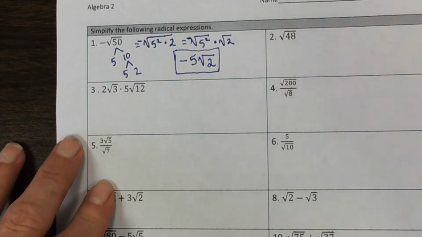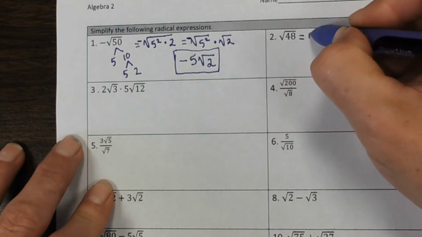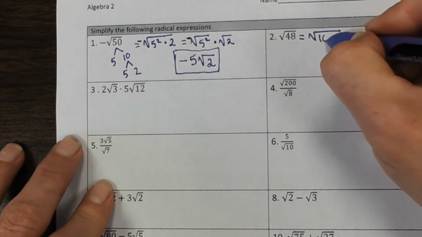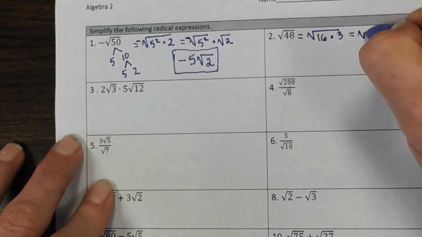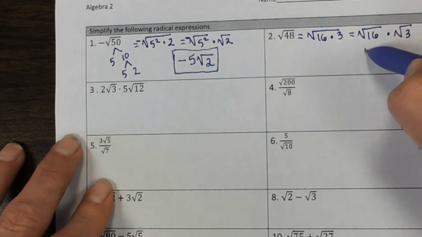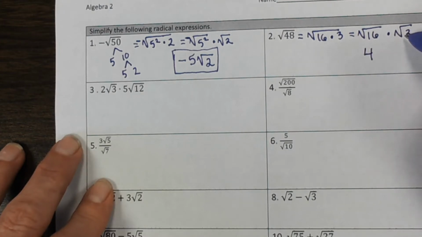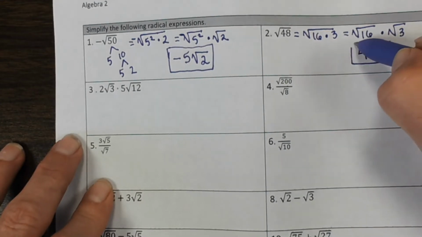This time I see 48. 48 has a factor of 16 and 3, so I could split this up as 16 times 3. Well, I know that our product property says I can split that into the square root of 16 times the square root of 3. I know the square root of 16 is 4. The square root of 3 does not simplify, so I just bring it down, the square root of 3. And so my answer would be 4 root 3.